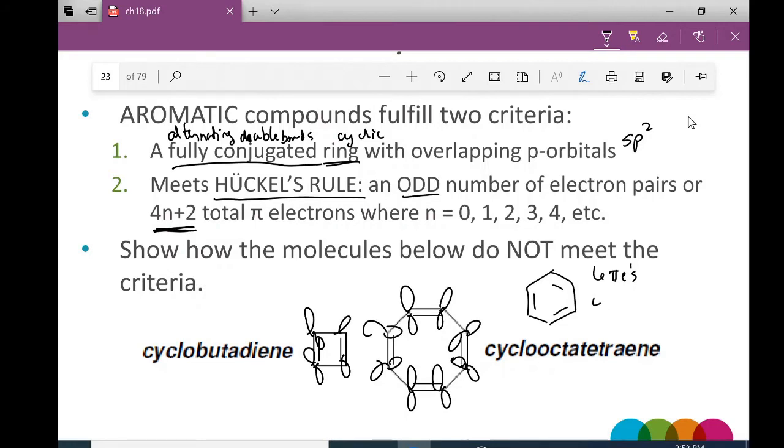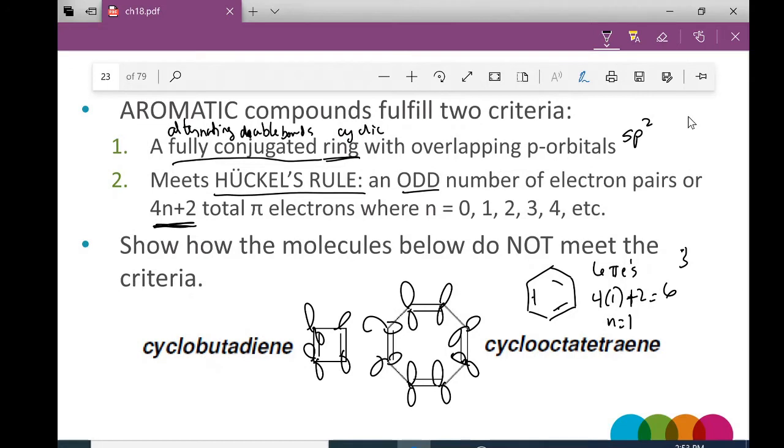So if n is equal to 1, then 4 times 1 plus 2 is equal to 6. So benzene meets the 4n plus 2, or Huckel's rule. Notice also that it has an odd number of electron pairs: 1, 2, 3. Each one of these bonds is a pair, so that's 3 pairs. So you can also consider it that way. That's the easier way to think about it.